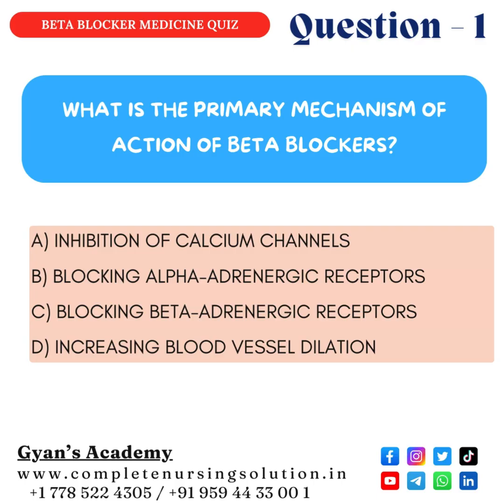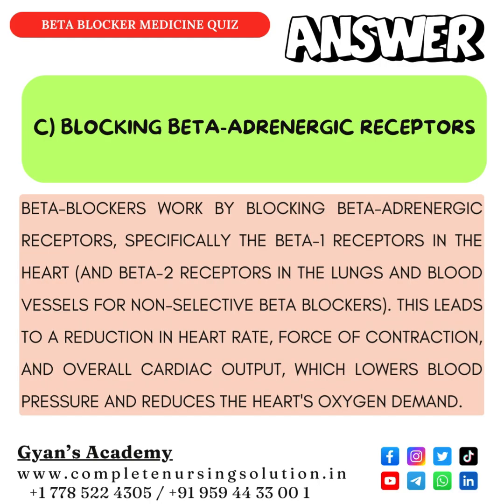What is the primary mechanism of action of beta blockers? Option A, inhibition of calcium channels. Option B, blocking alpha-adrenergic receptors. Option C, blocking beta-adrenergic receptors. Option D, increasing blood vessel dilation. Answer. Option C, blocking beta-adrenergic receptors.